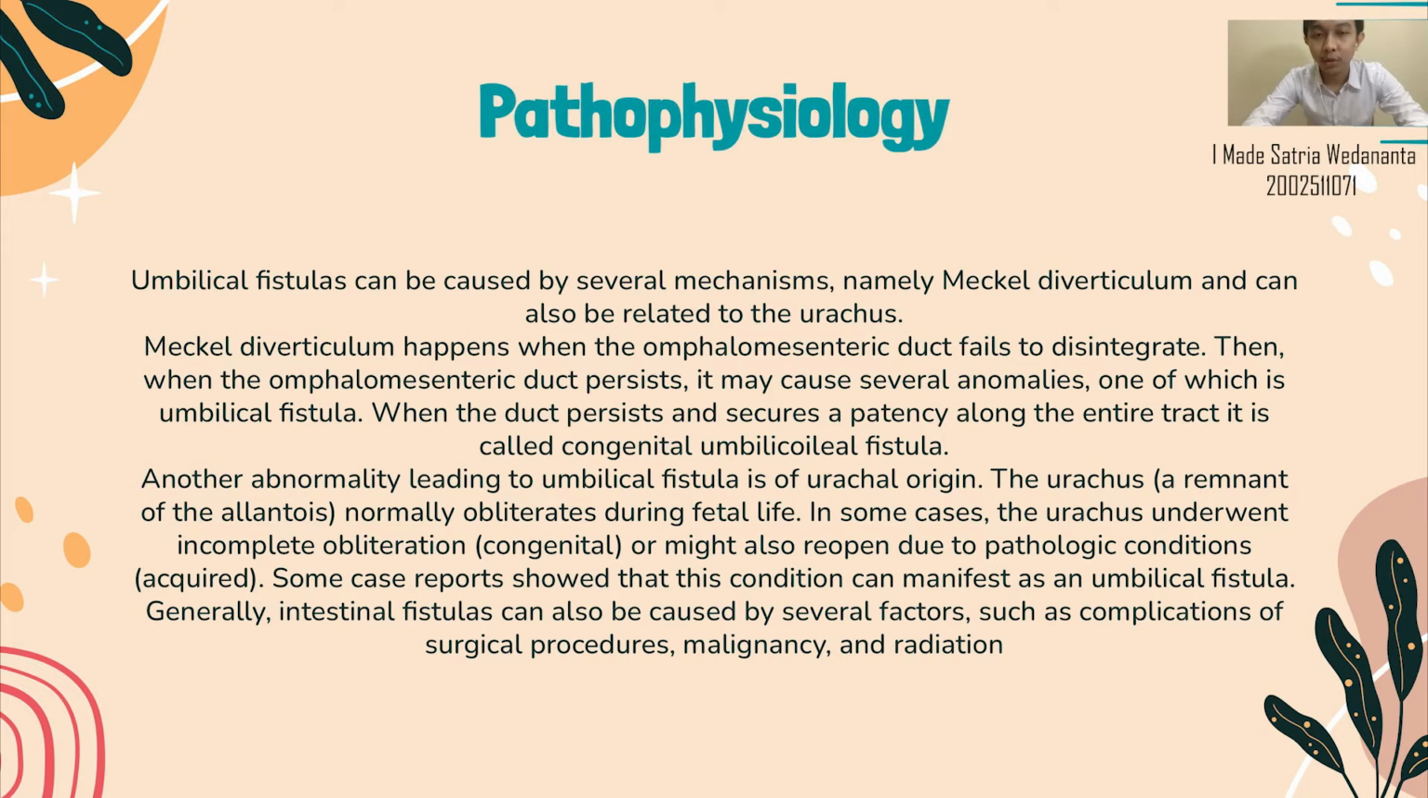Another abnormality leading to umbilical fistula is of urachal origin. The urachus, which is a remnant of the allantois, normally obliterates during fetal life. In some cases, the urachus underwent an incomplete obliteration, or might also reopen due to pathological conditions, which means it is acquired. Some case reports also showed that this condition can manifest as an umbilical fistula. Generally speaking, intestinal fistulas can also be caused by several factors, such as complication of surgical procedures, malignancy, radiation, and abscess.